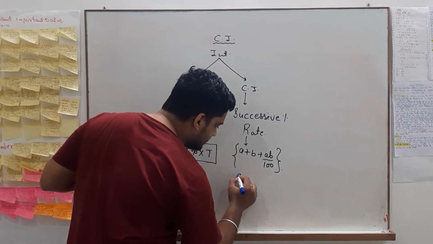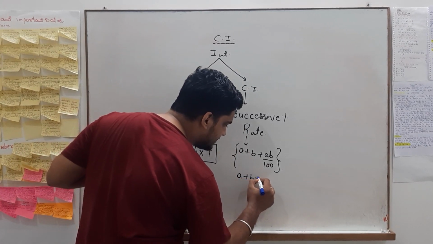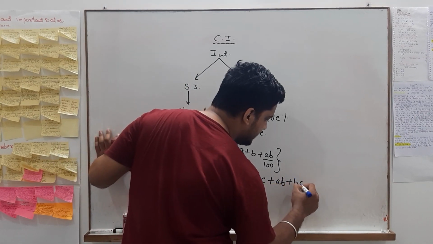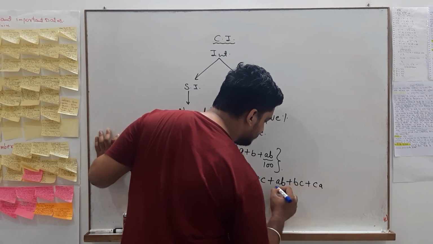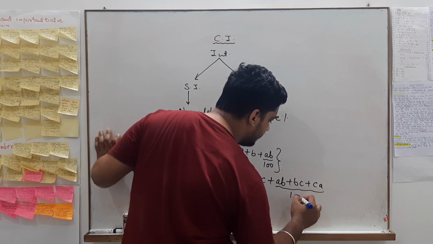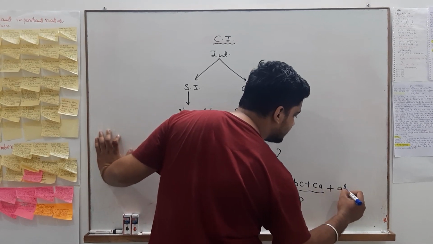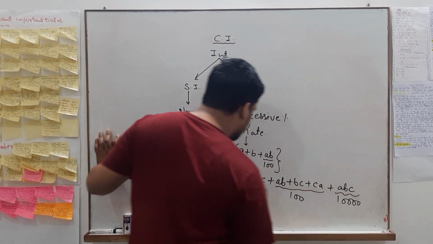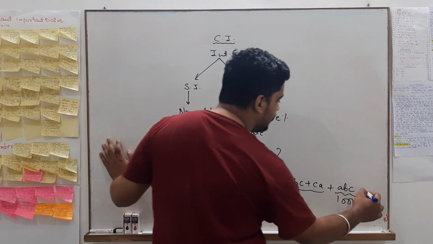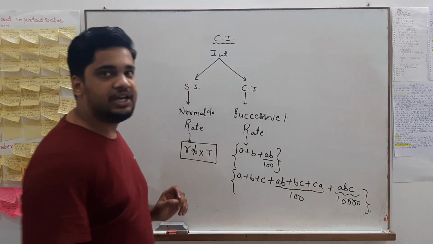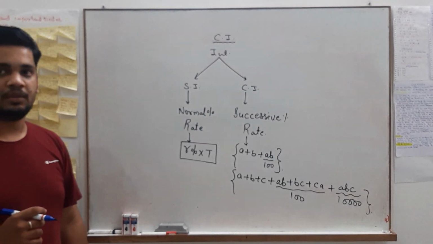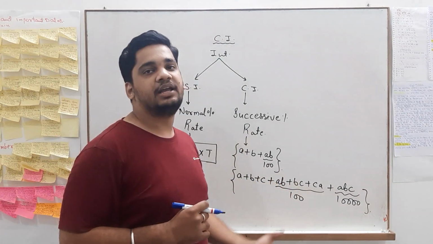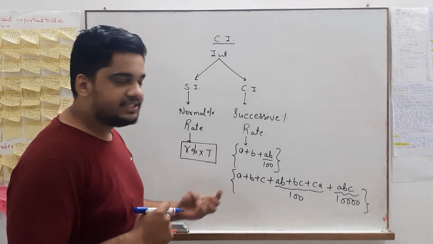So the formula is A plus B plus C plus AB plus BC plus CA upon 100 plus ABC upon 10,000. So this is the formula for when three rates are given, right?